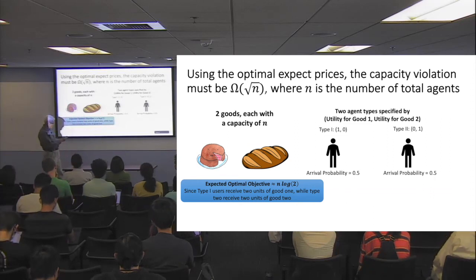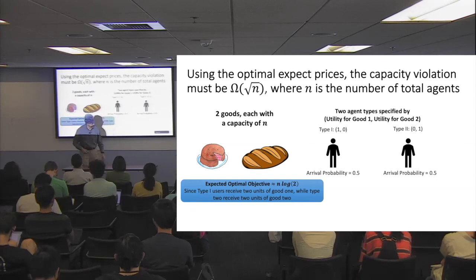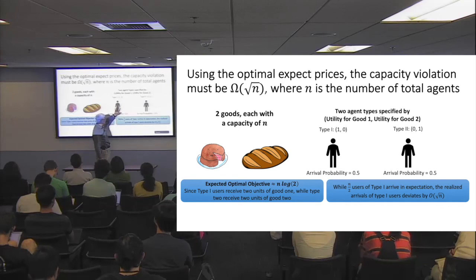However, the price for this one is equal to $2, and this is also equal to $2, because you have about half n people, each one equipped with a $1 budget. So theoretically, you have exactly 50%, half n of each type.